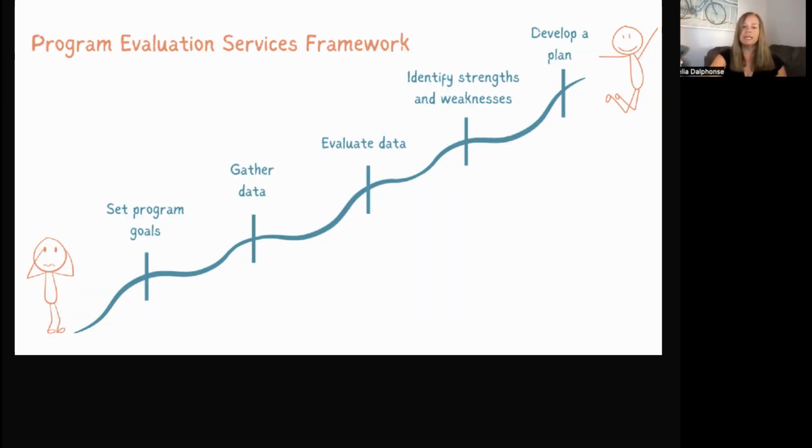So the framework for this might be to set program goals. So what exactly is it that the ABA business owner wants to achieve with their business? They need to gather all of the data together around all of their financials and all of their services. They need to be able to evaluate and organize their data. They have to be able to now look at that data and identify what are the program's strengths and weaknesses. And then they have to develop a plan to improve on those areas of weakness.